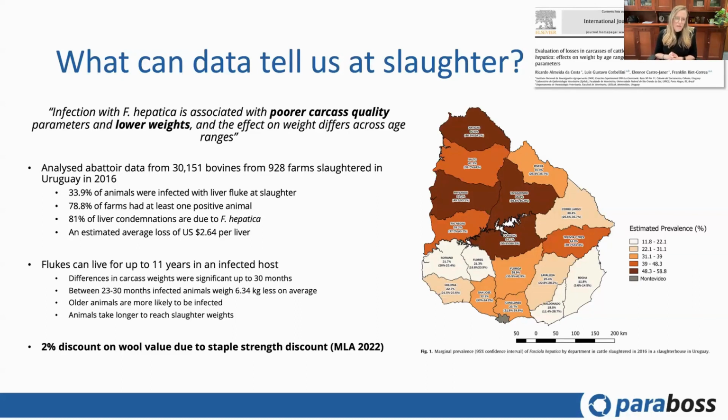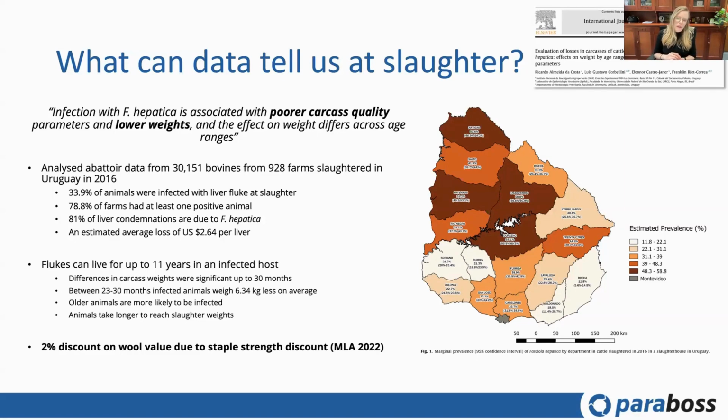But what this study found is that animals are more significantly affected by this infection at a young age, particularly animals in the 23 to 30 month age group. On average, they were the most significantly affected compared to the uninfected animals. And on average, the burden resulted in a 6 kilo weight difference between infected and uninfected young stock.